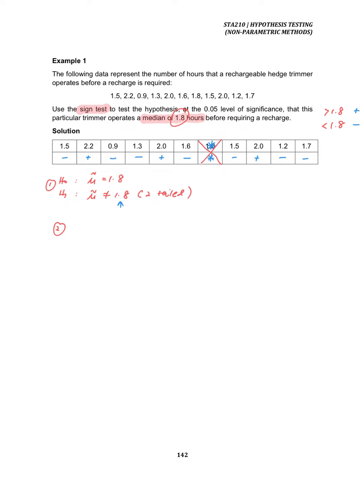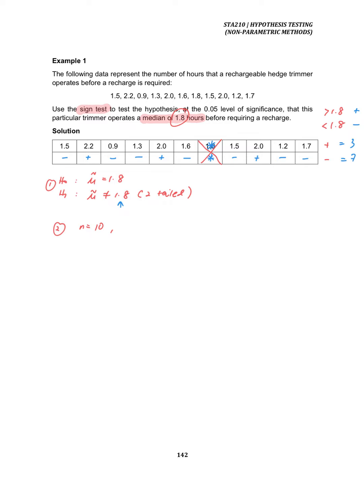Okay, so kalau kita tengok kat sini, n kita dah jadi 10, and then sekarang ni kita ada positive sign dengan negative sign. Positive sign kita ada 1, 2, 3. Okay, positive sign we have 3. Negative sign we have here 1, 2, 3, 4, 5, 6, 7. Okay, so we have 7 negative sign here.